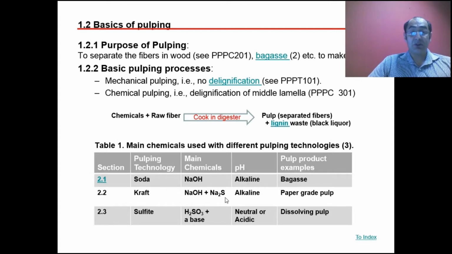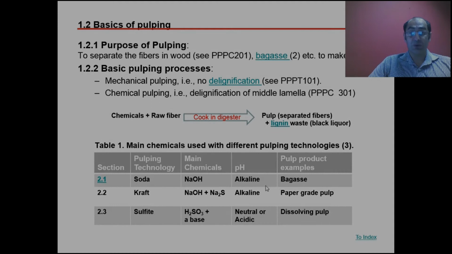And this process we will be discussing in detail. So this is the main bulk of the work of this semester. And then we'll also be looking at sulfite pulping, and you can see the main difference is that the pH at which this chemical works is different from the first two.